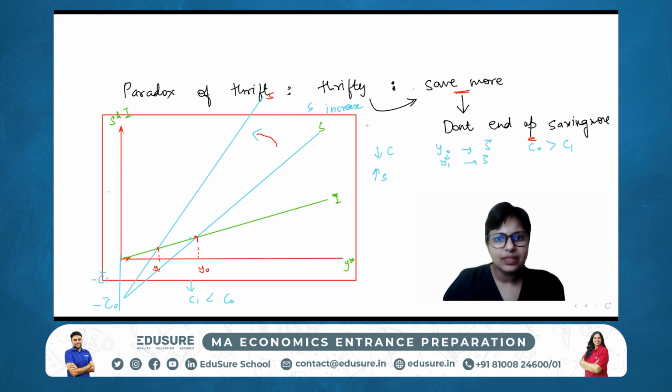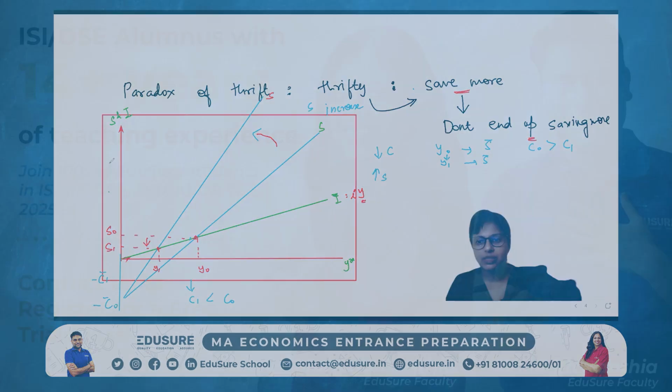What happens to aggregate savings? So initially at Y0, what was the savings? This. At Y1, what is the savings? This. So savings has fallen. So this is a more severe case of the paradox of thrift. What has happened? You try to save more, so you increase your savings function. But what happens to total savings? Total savings actually falls. Okay. So when investment is some function of income, the paradox of thrift is more severe. The aggregate savings not just remains the same, it actually falls.